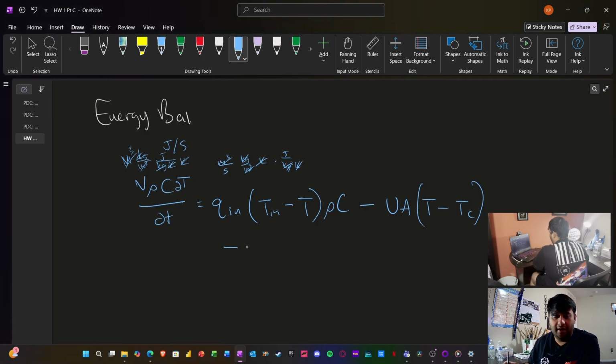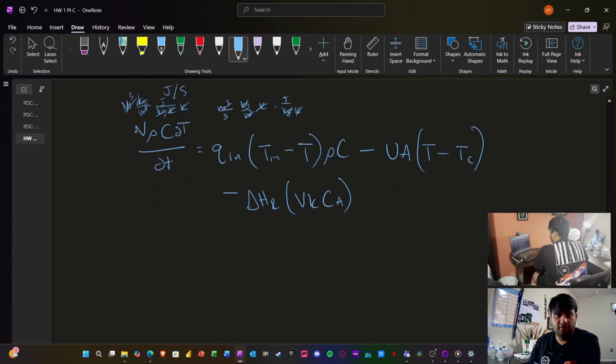And then we're looking at an exothermic reaction, so we're going to subtract this by the delta HR, which is the heat of the reaction. And since we're looking at how much material is in the tank itself and the rate at which it's being consumed, we're going to do the same thing as we did before and multiply this by the V K CA. And to simplify this, we're just going to transfer all these three variables over to the other side.